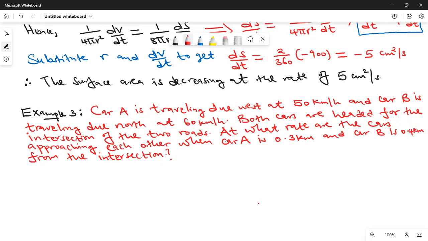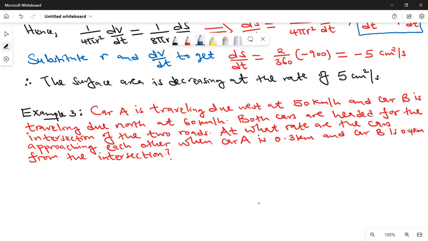We need to sketch how these cars are moving. One is moving towards the west and one is moving towards the north. That is from the south towards the north. One is moving from the east towards the west. So this is how the intersection looks like.